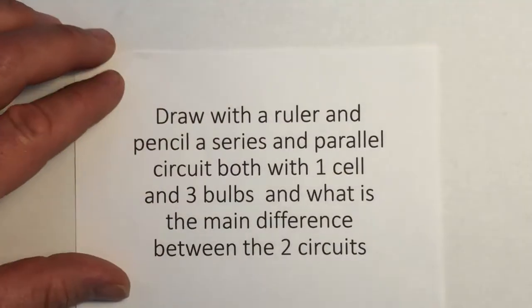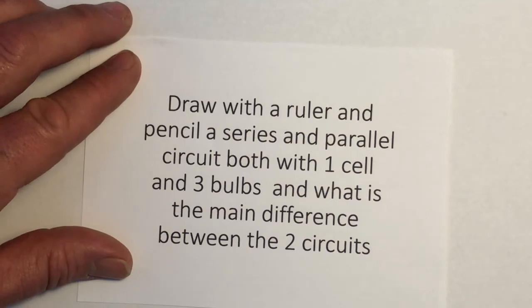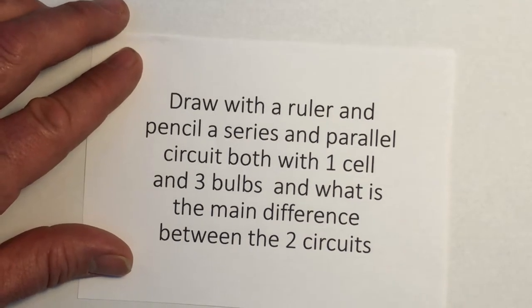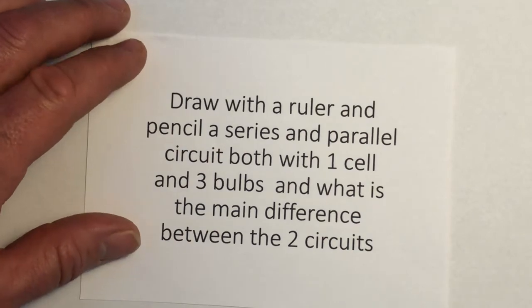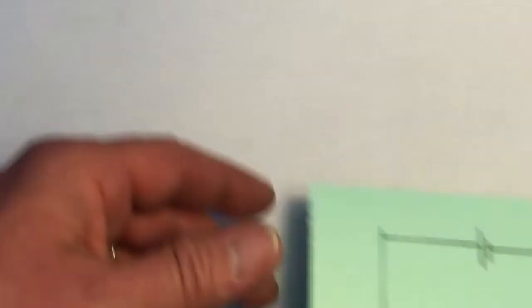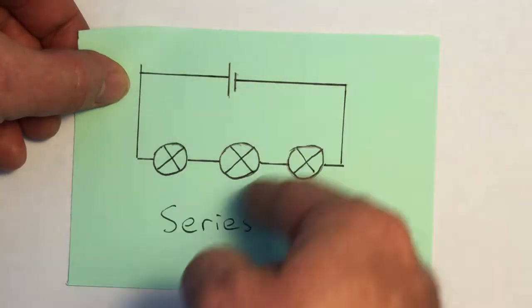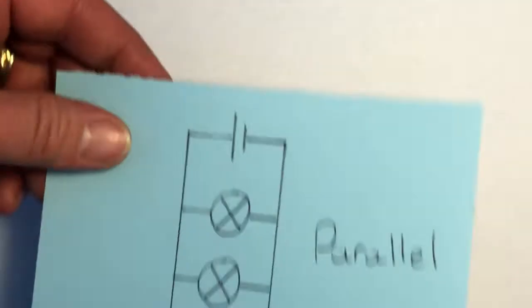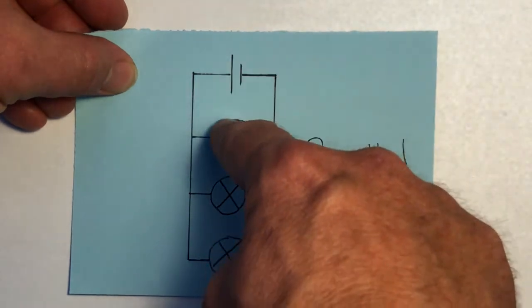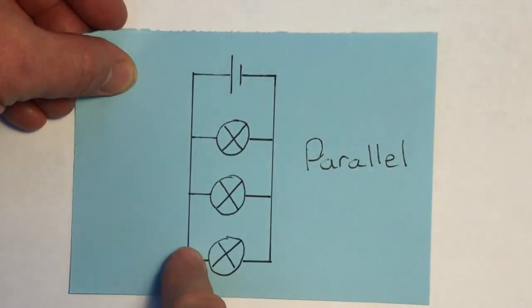So, the question: draw with a ruler and a pencil a series and parallel circuit, both with one cell and three bulbs. What is the main difference between the two circuits? Series circuit: one cell, three bulbs, one loop. Parallel circuit: one cell, three bulbs, 1, 2, 3 loops.